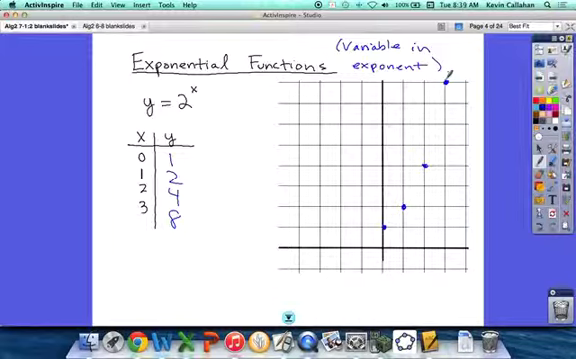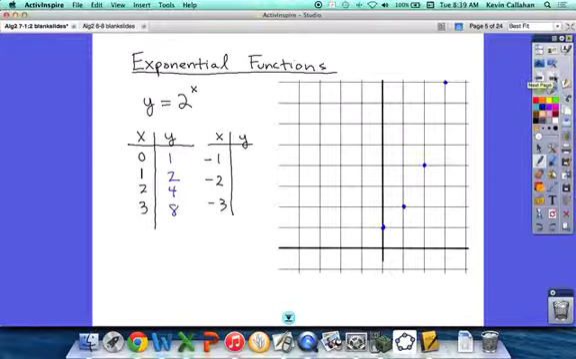Okay, now we need to see what happens when x is negative. Okay, so I've already got these points on the graph. And you could do this in the calculator if you want. What do you get if you do 2 to the negative 1? Remember properties of exponents. How do you get rid of a negative exponent?